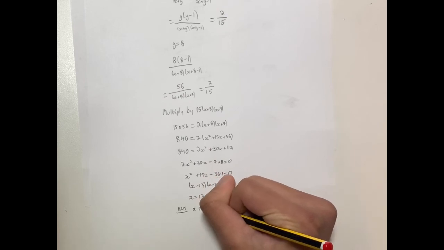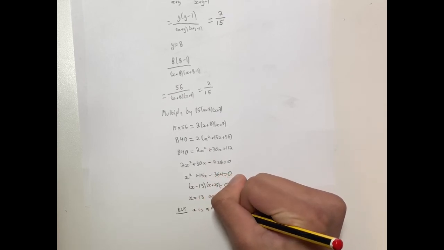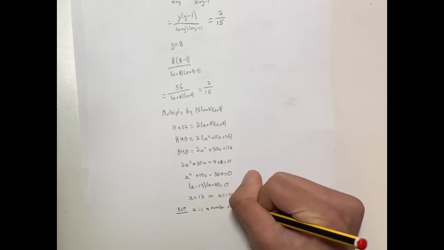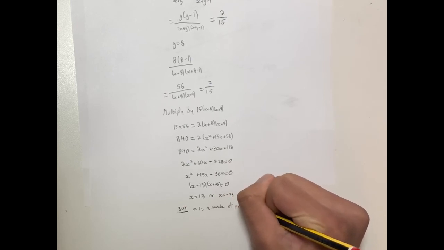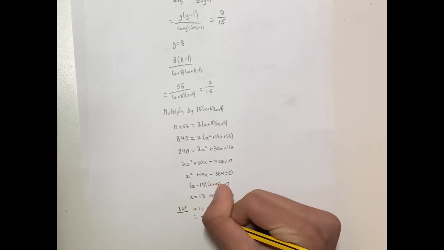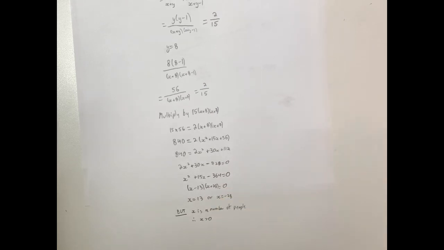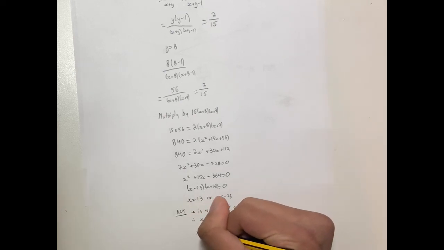x is a number of people. Therefore, x has to be greater than 0. Because we're talking about the number of people within a class, x can't be negative. So that means the only valid answer is x equals 13.